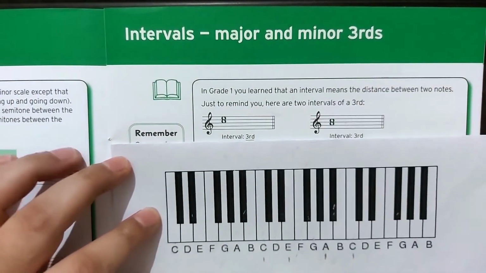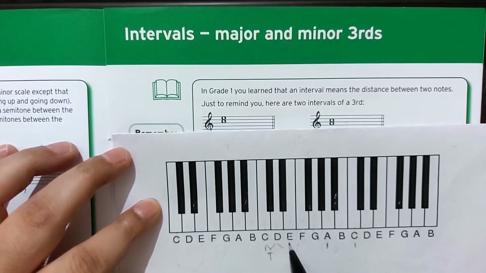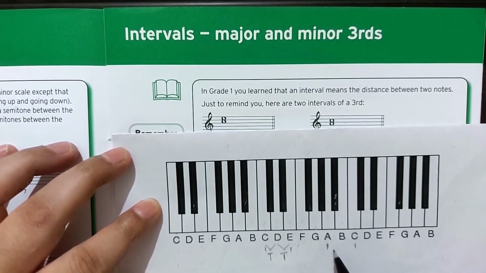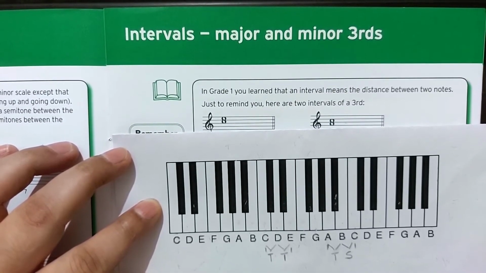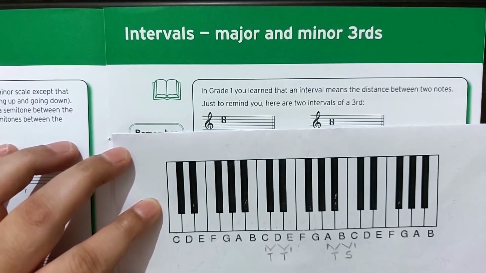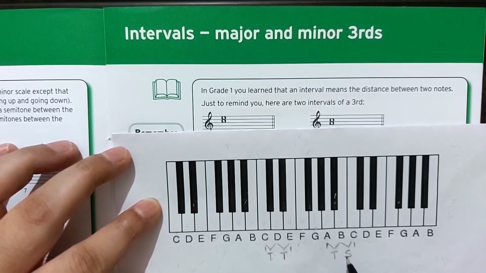Now if you see the distance between C to E, that means 1, 2, 3 notes. From C to D it's a tone, and then from D to E it's a tone again. Whereas in the second one, A to B is a tone and B to C is a semitone. Now that is the difference between the major and the minor third. In major third you will find two tones, whereas in minor third you will find one tone and one semitone.